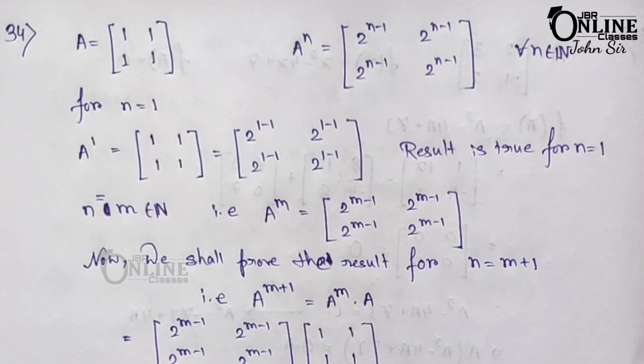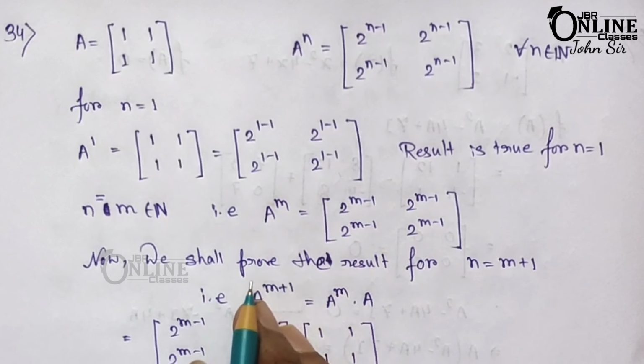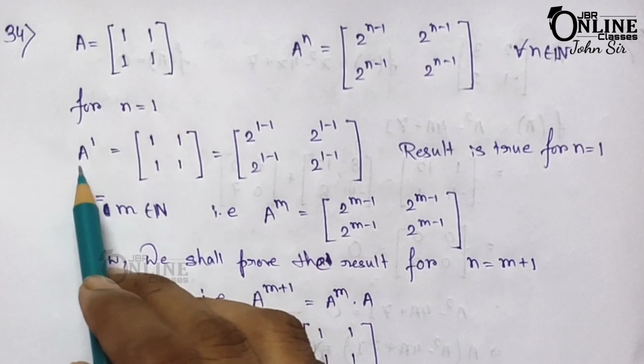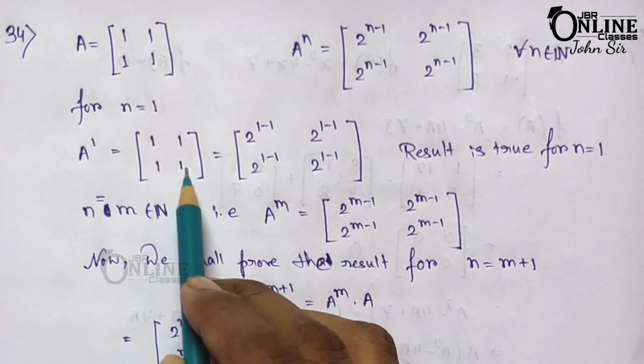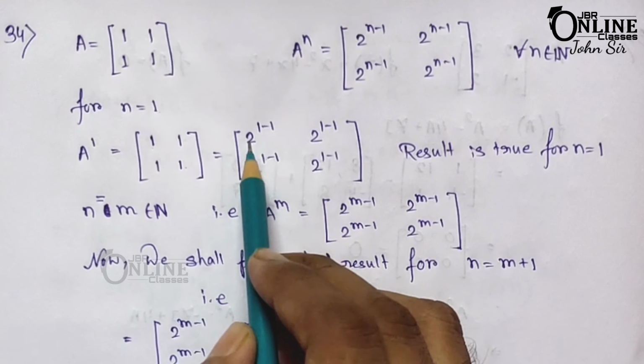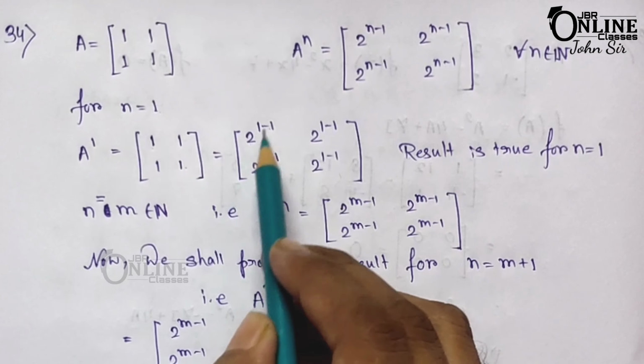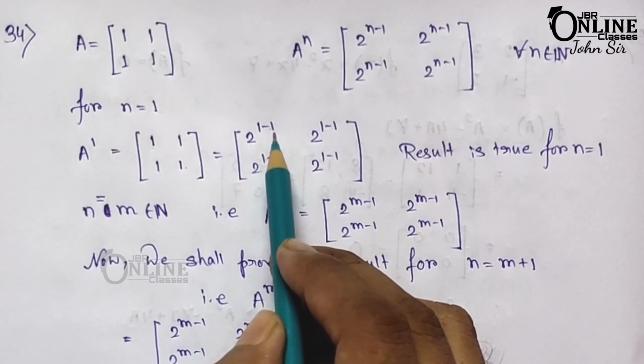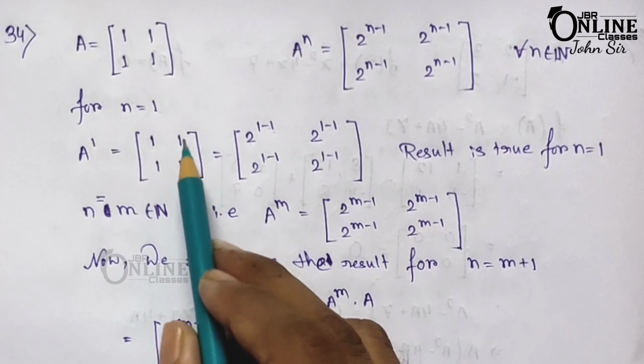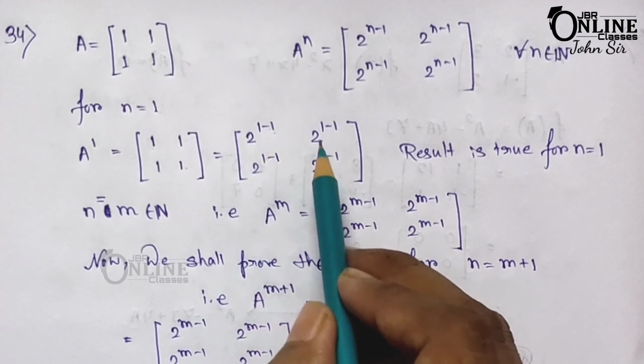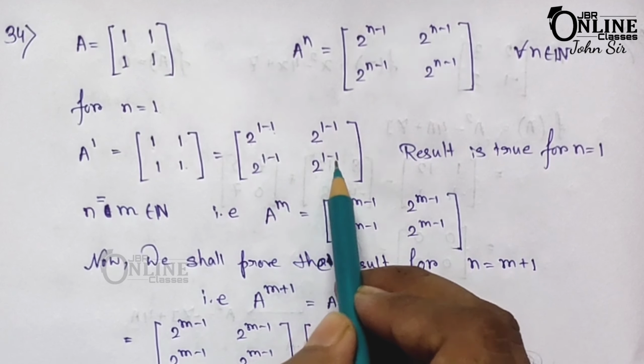Okay, so first we take n equal to 1. So if n equal to 1, then A1 will be [1, 1; 1, 1]. Now 1 means 2 to the power 0, or you can write down 2 to the power 0 as 1 minus 1. So all are here 1. So 2 to the power 0 in each place.